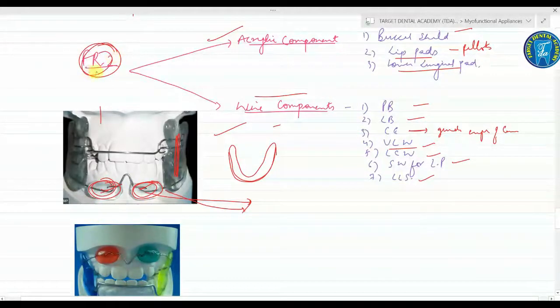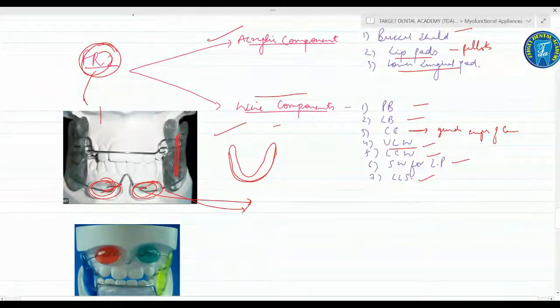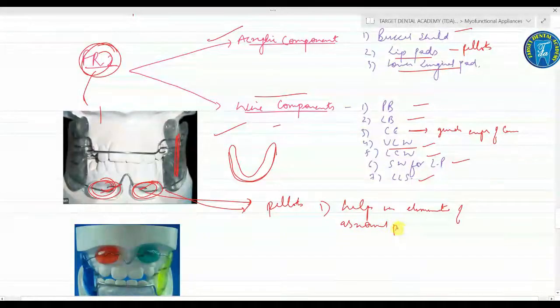This is a commonly asked MCQ. In FR2, your lip pads are mainly present in the mandibular arch, and the lower lip pads are also called the pelotes. Fine. So the lip pads are very important, helping in elimination of the abnormal perioral muscle activity. Very important point.